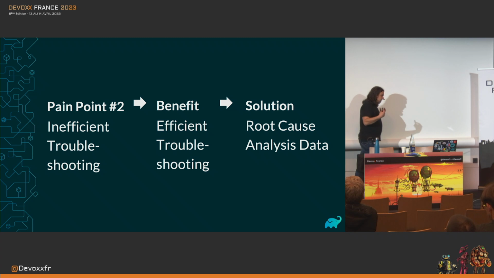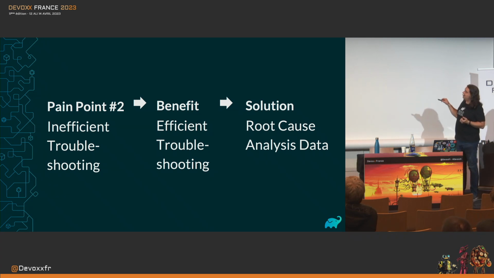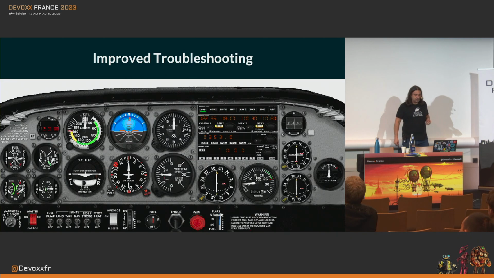That is toil, and it's friction, and it's frustration. So we want efficient troubleshooting. And how do we do this? With root cause analysis data, right? Better data about the build.